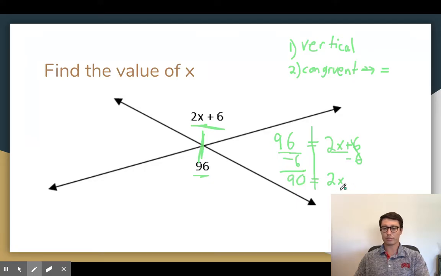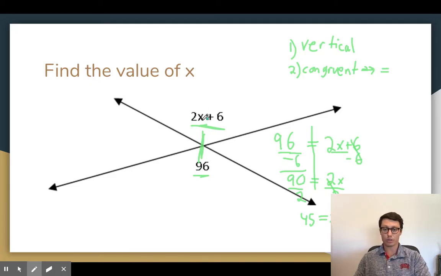How do we get rid of 2? 2x means 2 times x. The opposite of times is divide. So we divide by 2, divide by 2. Those cancel, and we get x is equal to 90 divided by 2, which is 45. Okay, remember, this is what x is equal to, not what the entire angle is.